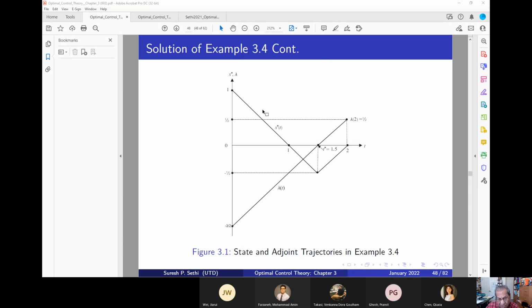Anything below that x, I will go here and then go there. So if I'm, let's say, at 1 plus epsilon, then I will go somewhat like this, go a little bit here, and then go here.